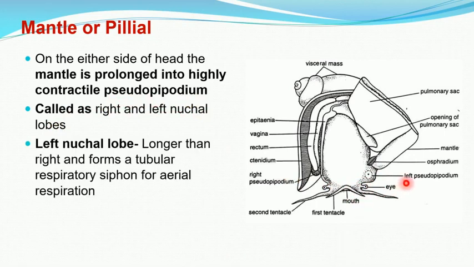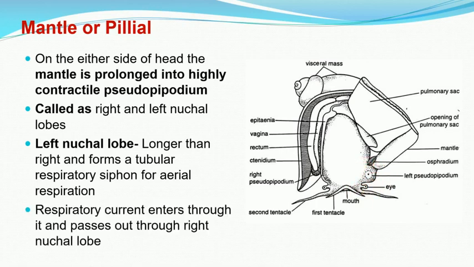Now this left nuchal lobe is longer than the right nuchal lobe and it forms a tubular respiratory siphon for aerial respiration. So remember that this left nuchal lobe or pseudopodium is responsible for aerial respiration by forming the respiratory siphon. The respiratory current enters through this left pseudopodium and then comes out through the right pseudopodium or nuchal lobe.